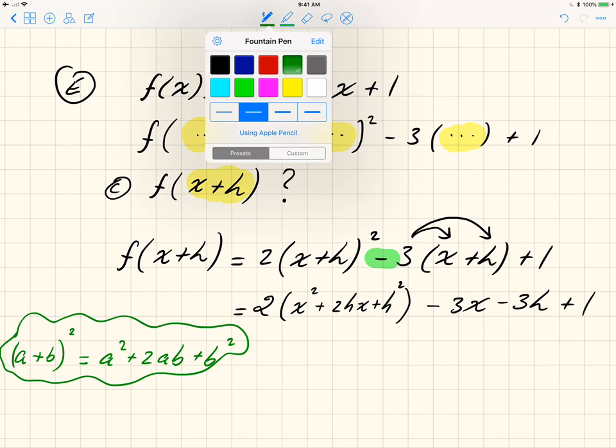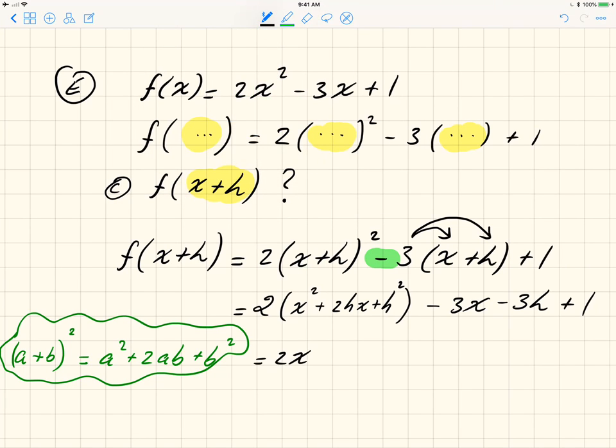So now we're going to distribute the 2. 2x squared plus 4hx plus h squared minus 3x minus 3h plus 1. Good, yes, I missed that. Plus 2h squared. Thank you. And so we look here to see if we can combine like terms, but there are no like terms to combine, so that's your final answer for part C. That's the answer for part C.